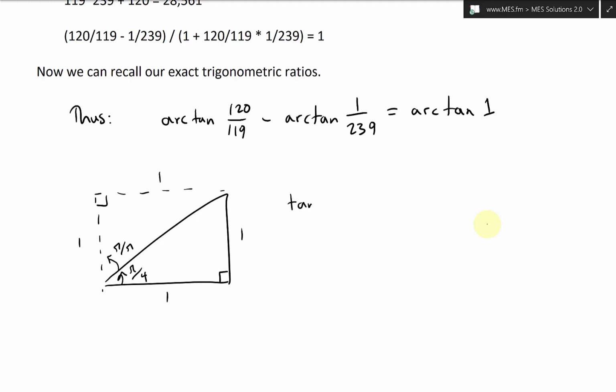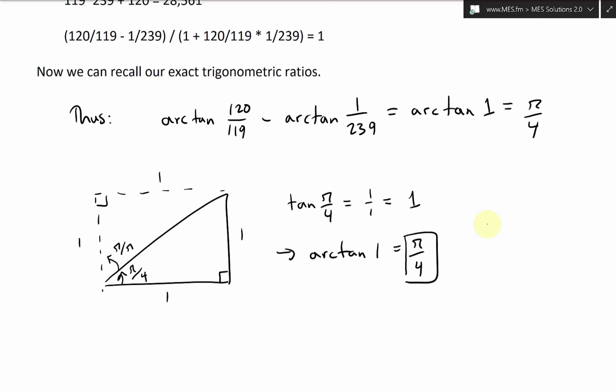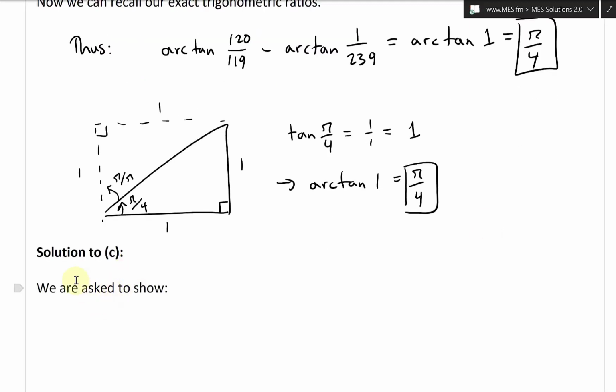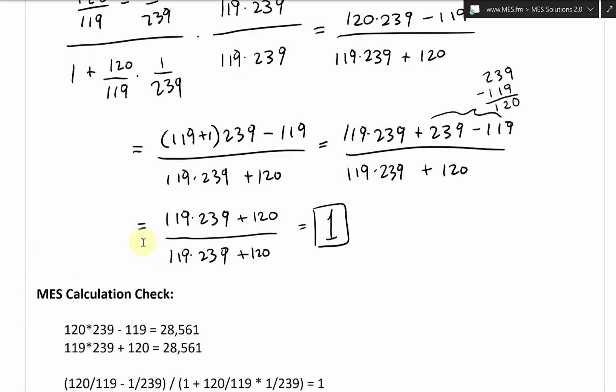So that means tan of pi over 4 is equal to 1 over 1, which equals 1. So again, opposite over adjacent. And this means now we take the inverse. So arctan of 1 is equal to pi over 4. So we just solved it like that. So this whole thing is equal to pi over 4. So yes, quite fascinating. And now let's move on to question C.